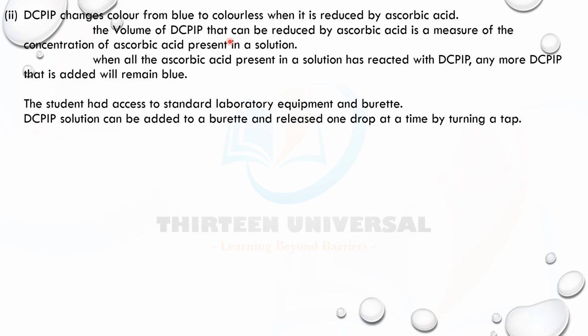The volume of GCPIP that can be reduced by ascorbic acid is a measure of the concentration of ascorbic acid present in the solution. That means the higher the concentration of ascorbic acid, the more the volume of GCPIP that can be reduced will increase. So the volume of GCPIP is directly proportional to the concentration of ascorbic acid present in the solution. That's a relationship, okay? Have it in mind. So when all ascorbic acid present in the solution has reacted with GCPIP, any more GCPIP that is added will remain blue. That is an endpoint.